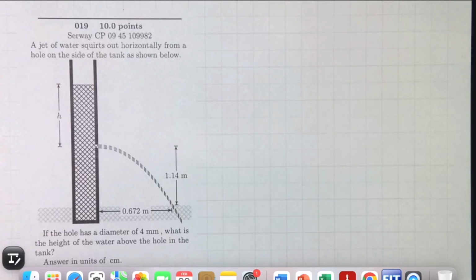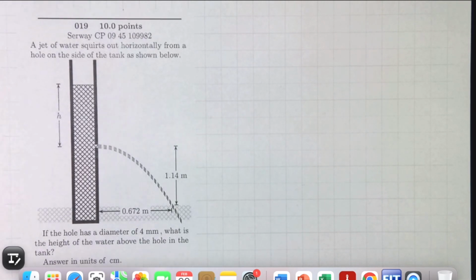Okay, so the difficult part about this one is that it uses concepts from Unit 2, Kinematics, and my students have a proclivity to forget anything they're not using about physics, but I digress. So let's get right to it. A jet of water squirts out horizontally from a hole on the side of the tank as shown below. If the hole has a diameter of 4 millimeters, what is the height of the water above the hole in the tank? All right, so I'm going to start with the fluids concepts, and then I'll deal with the kinematics.